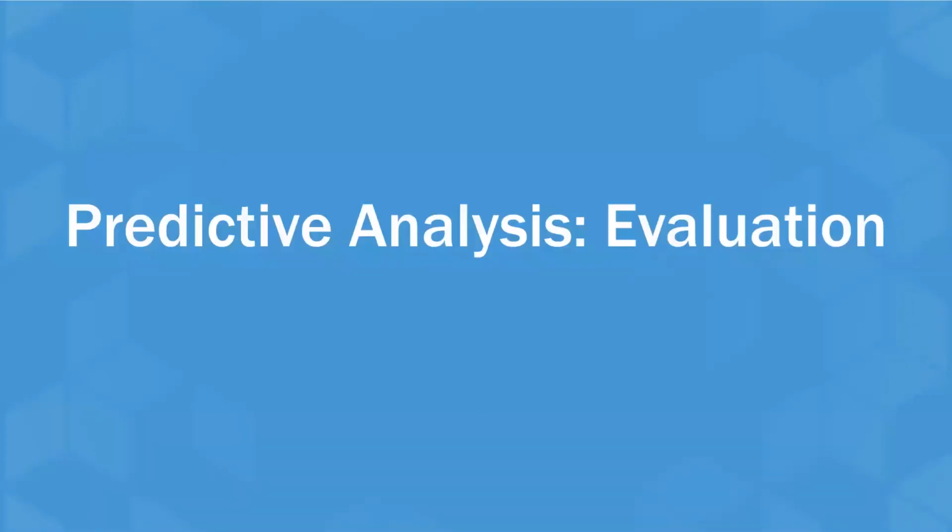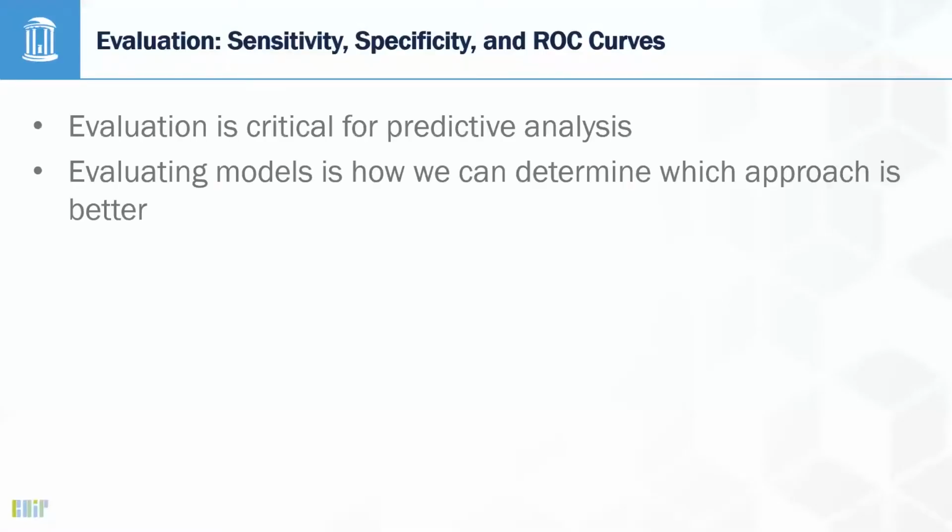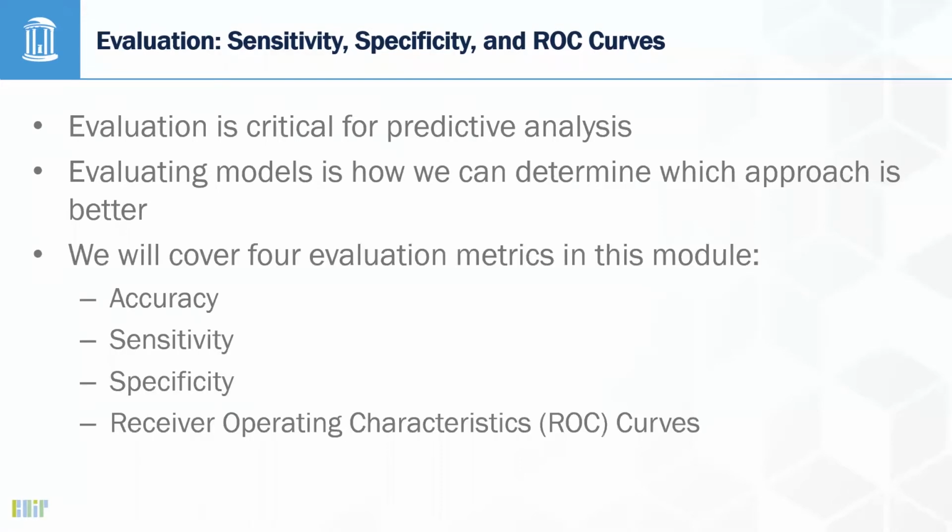Now that we've learned about a few different prediction models, we will learn how to evaluate a model's performance. Evaluation is one of the most important, if not the most important parts of predictive analysis. How do we determine which model is better than another for a certain job? The answer is evaluation. We'll examine 4 evaluation metrics in this module: accuracy, sensitivity, specificity, and receiver operating characteristics curves.